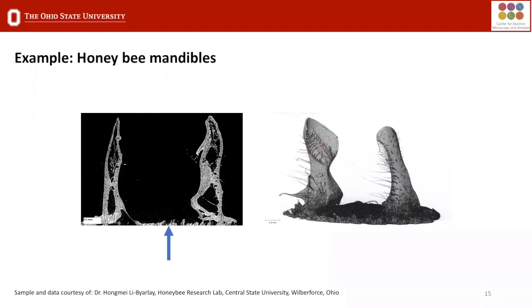Sometimes when we're preparing our sample for CT imaging, it can be useful to make your sample smaller than it originally is. In this case, the mandibles were dissected from the bee heads, because the rest of the head wasn't necessary for the scan and for the experiment they were running at that time.